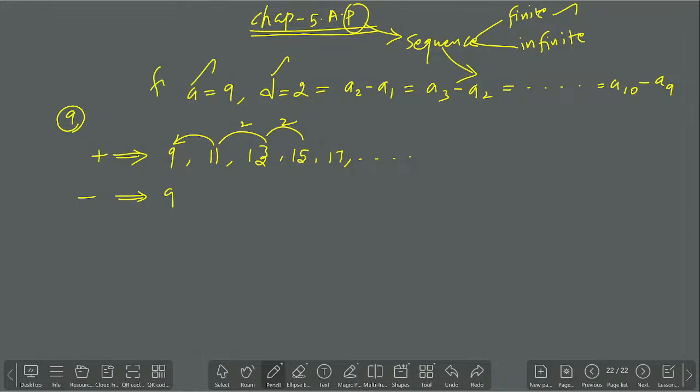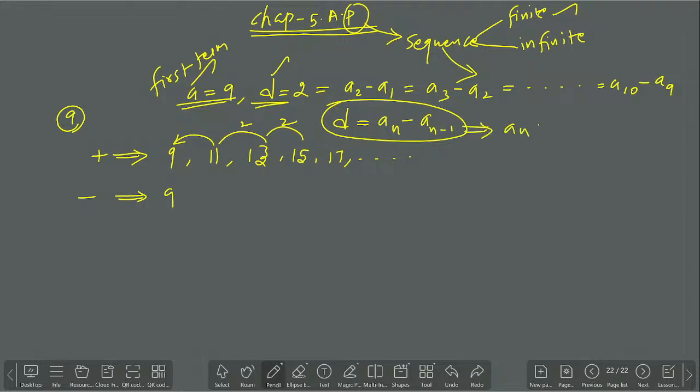What is the first term here? A is the first term. D is the common difference. Do you understand? Right. Now here there is a specific condition. D equals an minus a(n-1), the previous term of an. So generally we can say the common difference is an minus a(n-1). Understand? Right. If you want the next term, if I want an, what will you get?